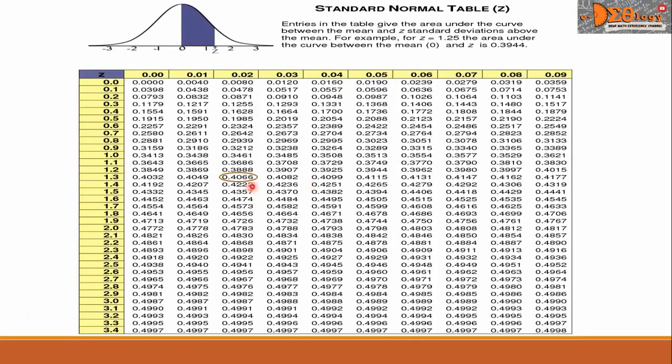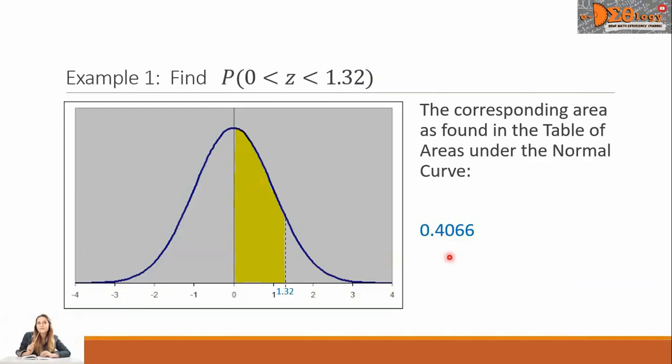Then look the area in the table, and that is 0.4066. We write this answer in here, and this is the final answer. This is the area that we want. And this is the probability that Z is between 0 and 1.32.